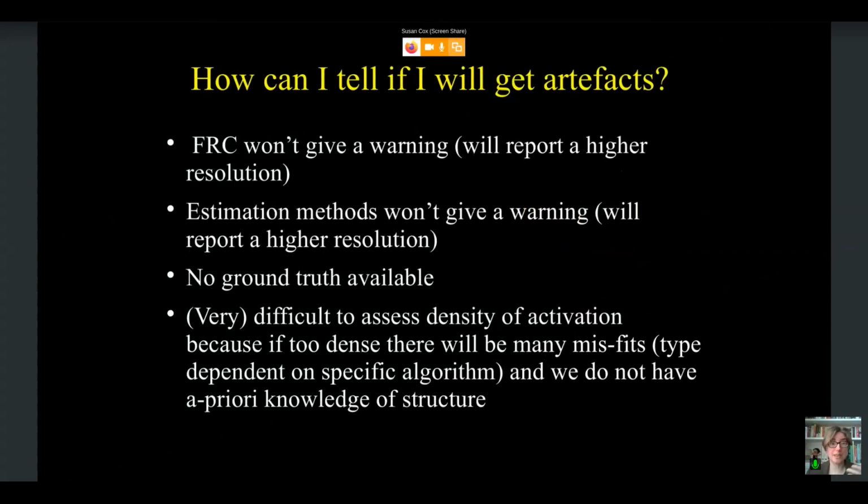So I think I went through this before, but I'm just going to quickly run through it again. How do you tell if you're getting this type of artifact? Fourier ring correlation won't give you a warning, because if you get artificial sharpening, it'll report a higher resolution. If you have any method that's based on estimating your resolution from the single emitter fitting accuracy, it also won't give you a warning. It'll also report a higher resolution. We, generally speaking, don't have a ground truth available, and it's very hard to assess the activation density of the raw data.